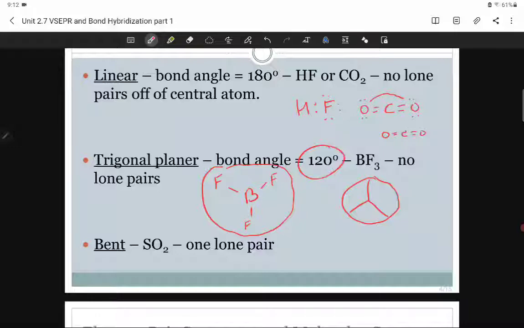Bent. And by the way, there are multiples of these: linears or trigonal planars or bents. But here would be a bent molecule, sulfur dioxide.